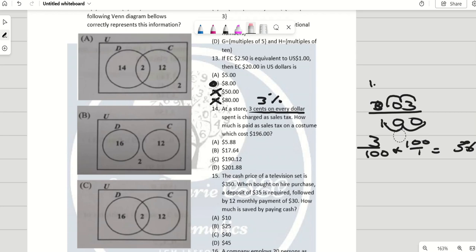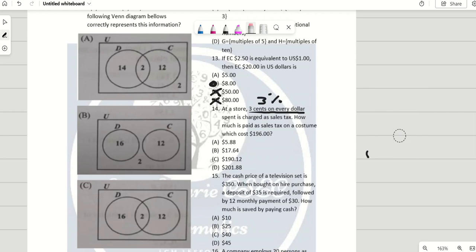Okay, guys, let me just erase this. So at a store, 3 cents on every dollar spent is charged as sales tax. How much money is paid in sales tax on a costume which costs this? So they're telling you your sales tax is 3%. So they want to know how much tax is paid. So we're going to say 3 over 100 multiplied by 196 over 1, right?